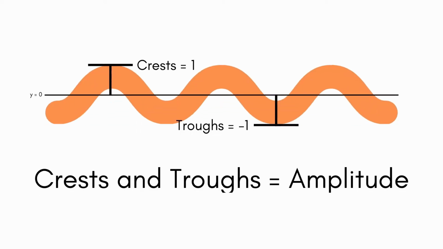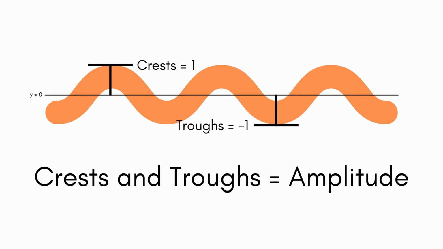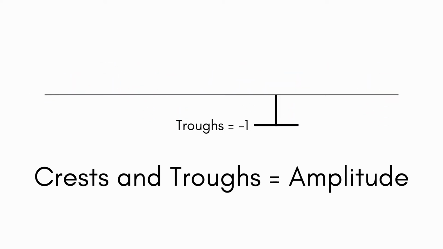Meron siyang peaks and troughs at a consistent maxima and minima, called the amplitude. Sa sine at cosine, this is 1 and negative 1 respectively. Kasi kahit anong input na x value, hindi natataas or bababa yung y value sa dalawang to.